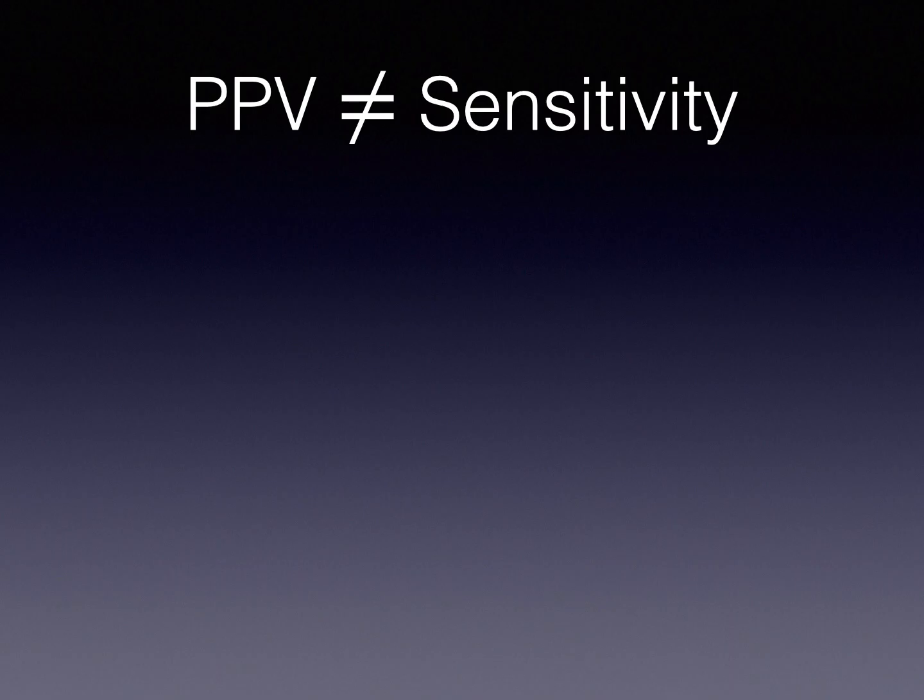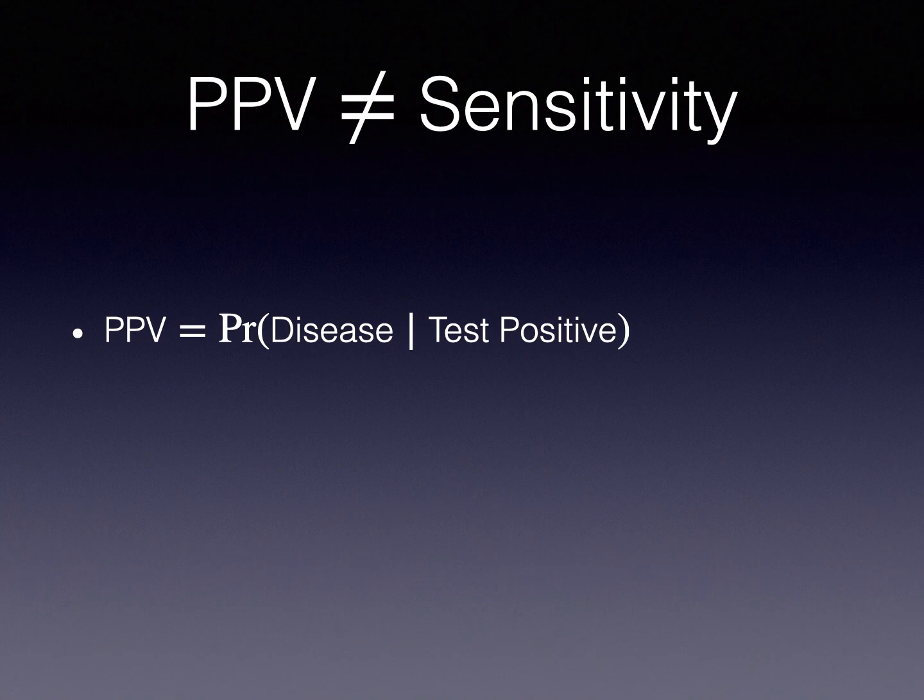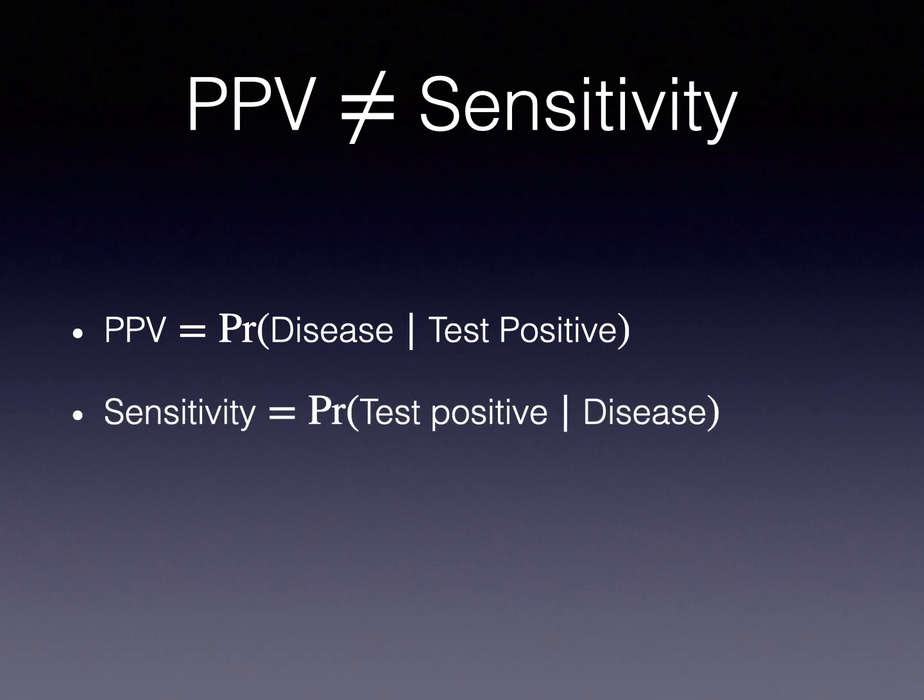Now, the PPV and the sensitivity are different values. All right? We've seen here that the PPV is the conditional probability that a person has the disease given that they test positive. On the other hand, the sensitivity is the conditional probability that the person tests positive given that they have the disease. And so while both of these are conditional probabilities, they are different conditional probabilities.